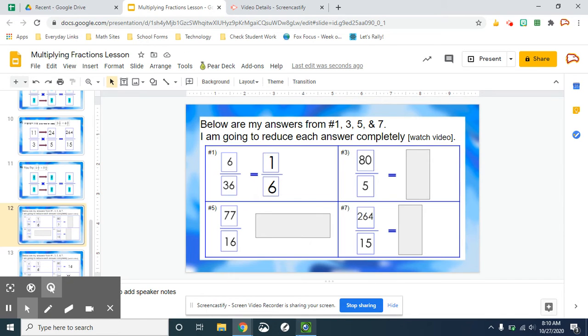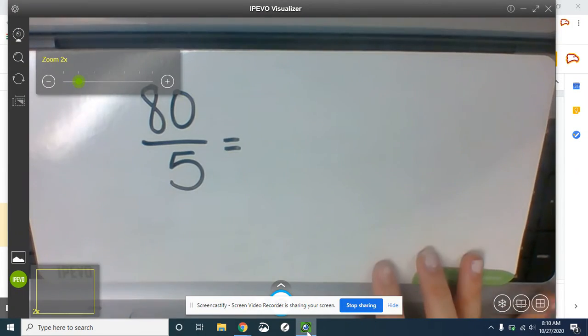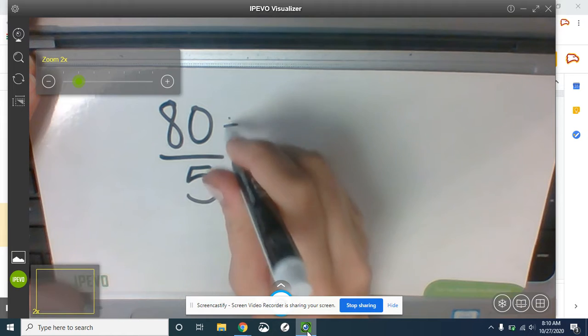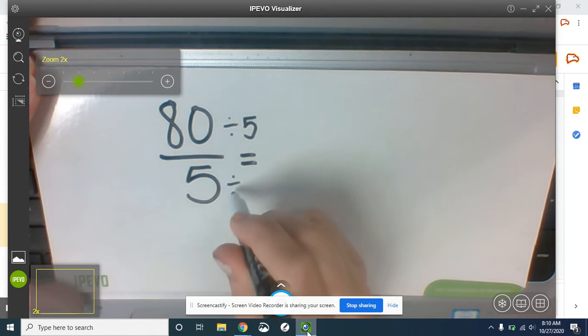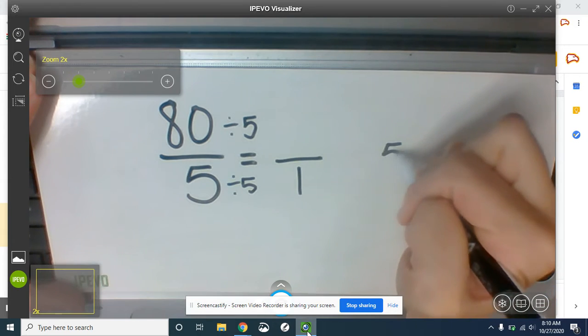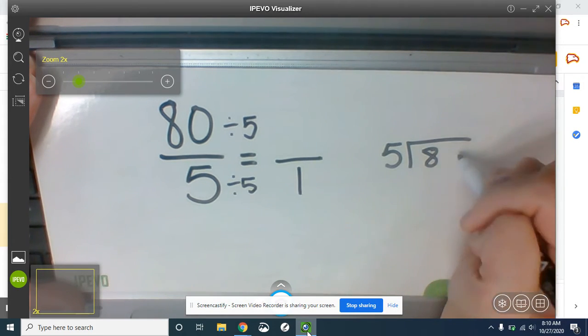The next one I want to look at is 80/5. I know I'm not going in order, but I just want to go here next. Notice how this one ends in a 0 and that one ends in a 5. That means that they're both divisible by 5. So 5 divided by 5 is 1. And let's come off to the side and see how many times 5 goes into 80.